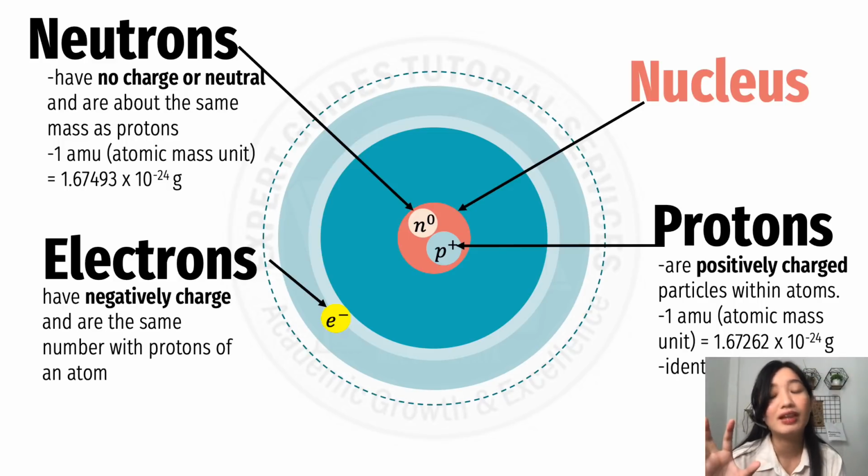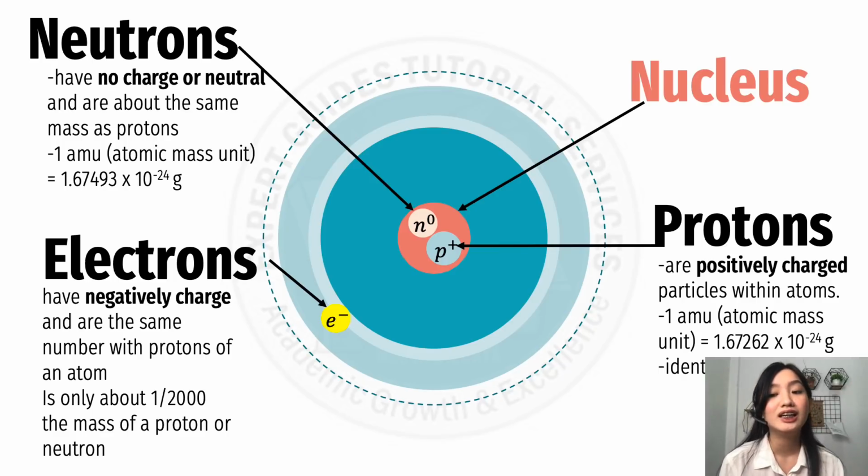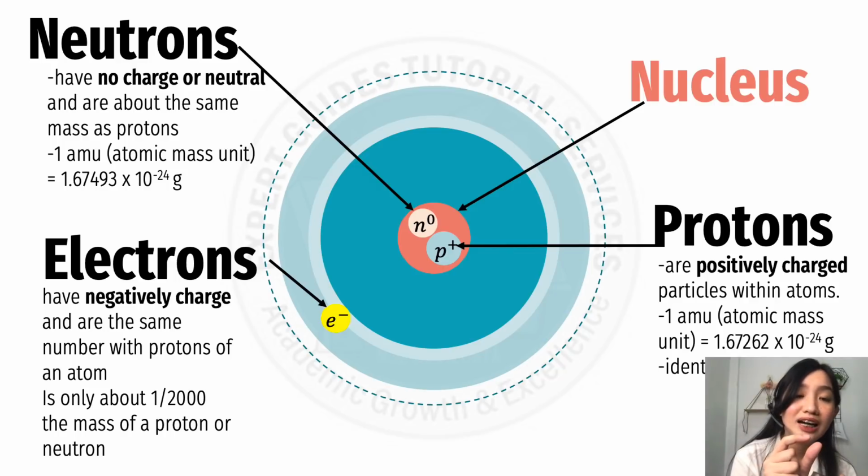It means that all atoms have the same number of electrons and protons. But take note, we're talking about neutral atoms here, meaning the positive and the negative charges have cancelled out. They are equivalent to 0. Electrons are very small; the mass of an electron is only about 1 over 2,000 the mass of a proton or neutron. So technically, they do not contribute virtually to the total mass of an atom. If we're talking about the mass of an atom, we're just going to look at the nucleus, okay, which is the protons and the neutrons.